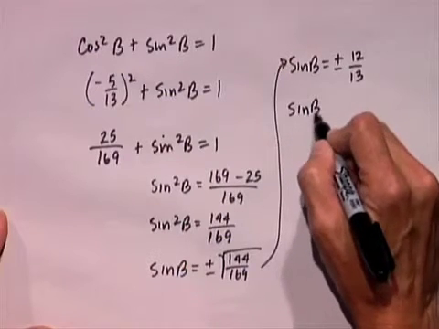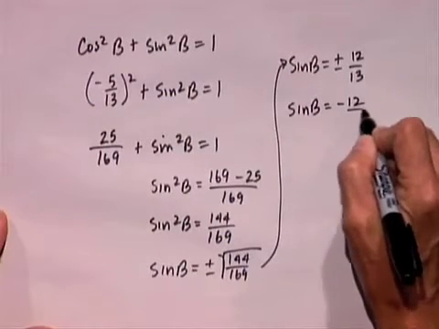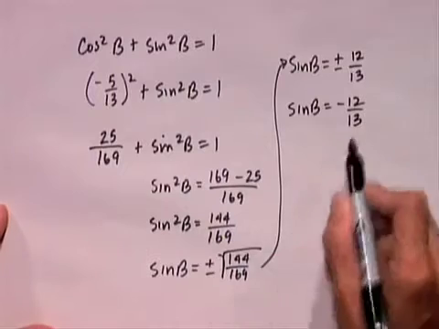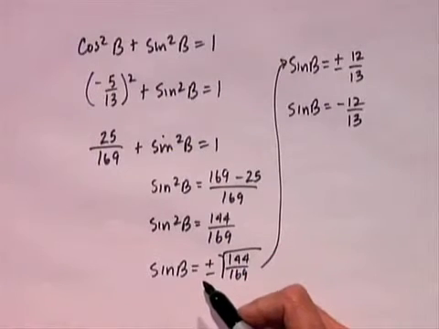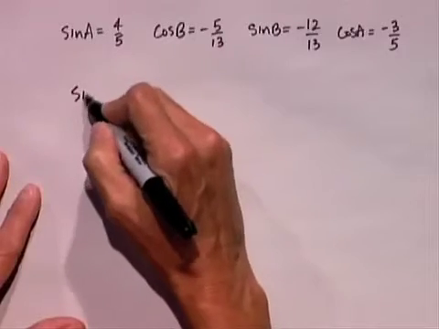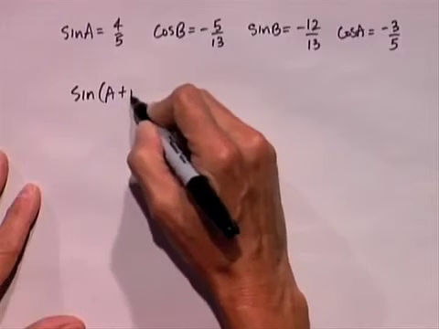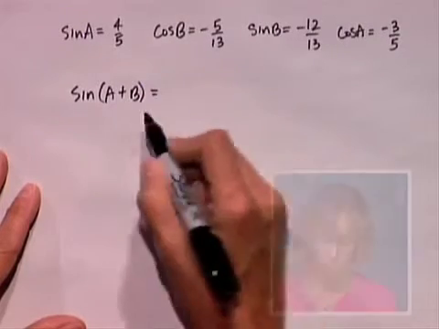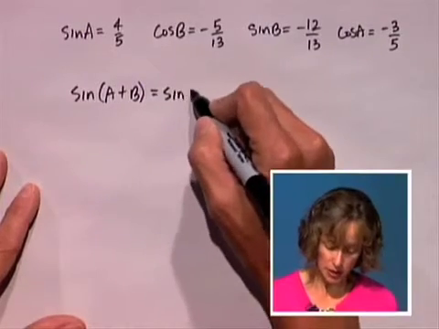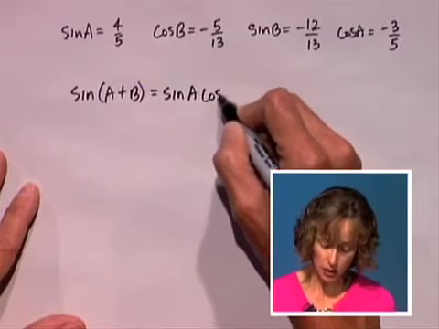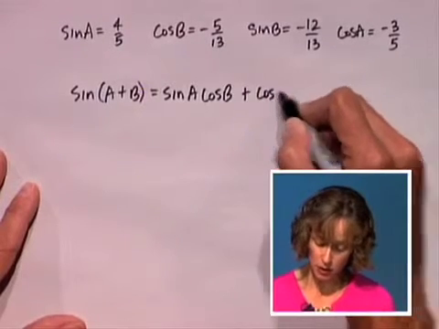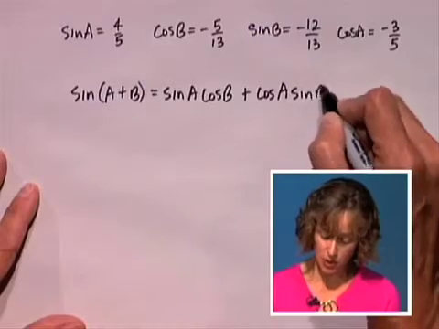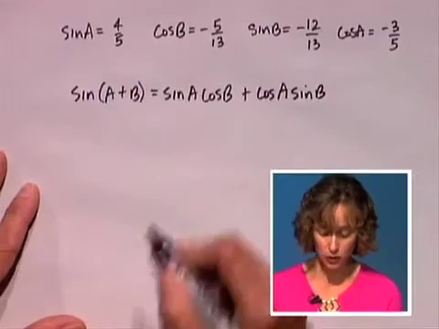Sine is negative in quadrant 3, so the sine of B is negative 12/13. So I've written down what we've already determined, and our actual problem is to find the sine of A plus B. Using the sine sum identity, that means we need sine of A, cosine of B, plus cosine of A times sine of B. And these are the values that will fill in.